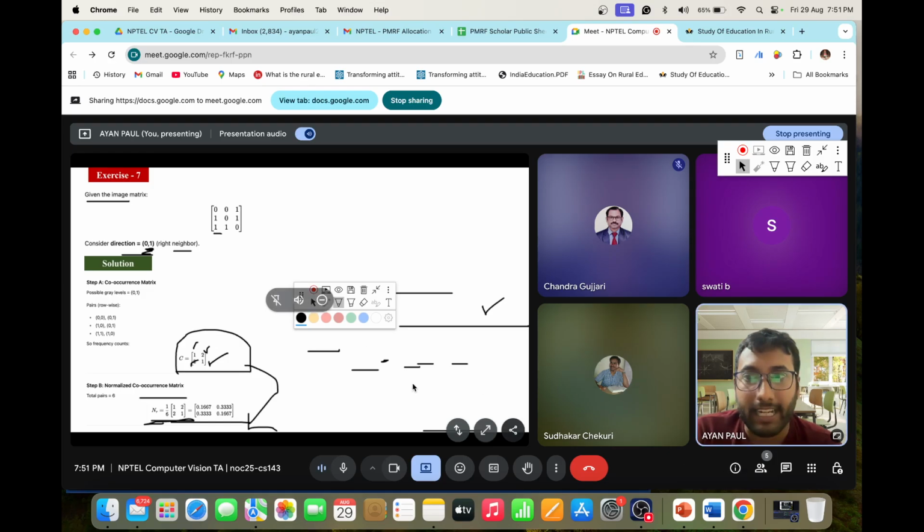Is this thing clear to all of you? How to get a co-occurrence matrix and how to get a normalized co-occurrence matrix? At least this part, is it clear? Any doubt in this part at least? Any doubt? Am I audible?